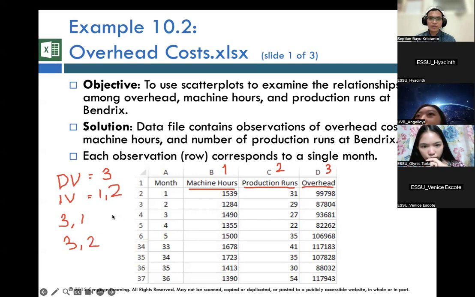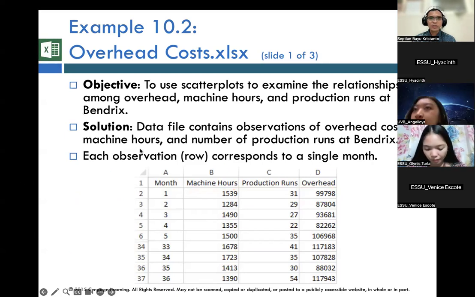These two scatter plots will be presented before we continue with relationship predictions. I repeat, before we continue with the relationship predictions, we need to draw the scatter plots between the variables. In this case, we have two plots: the overhead as the dependent variable with machine hours as the first plot, and the second plot is overhead as the dependent variable with production runs as the independent variable.